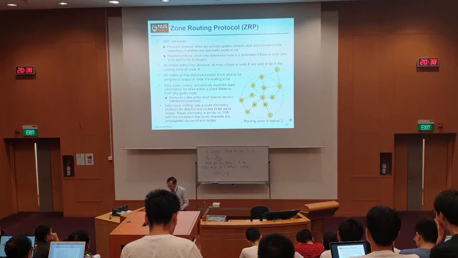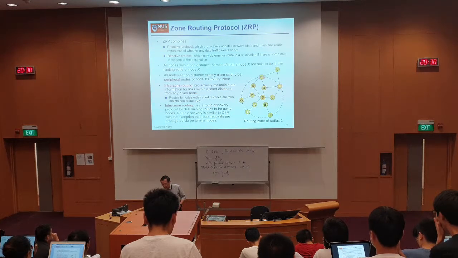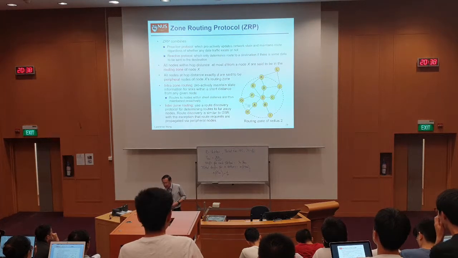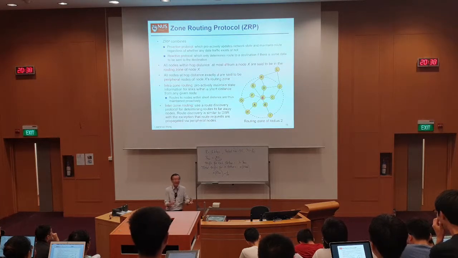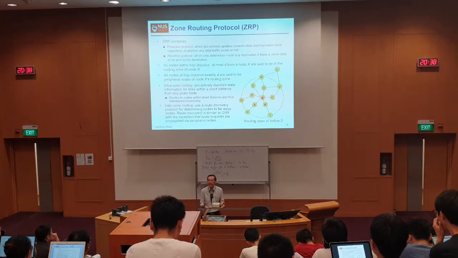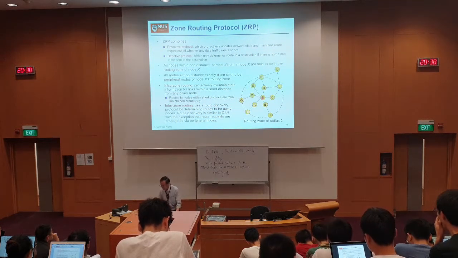So the inter-zone routing is done by these border nodes. This is an example here, these border nodes. The intra-zone routing is done by the table because you maintain the table, because there are less members there, so it's easy to maintain. Okay?